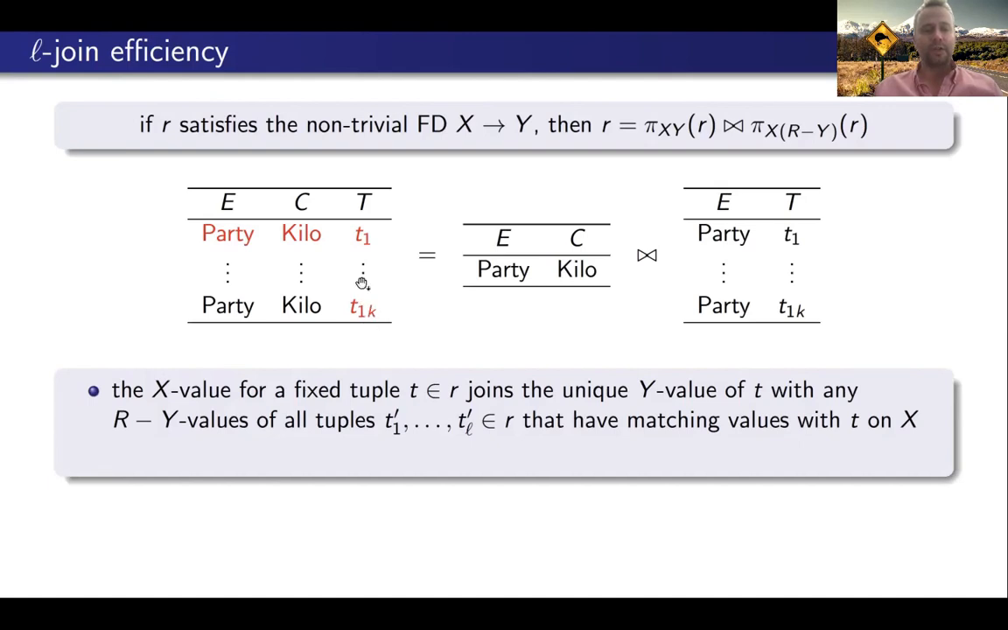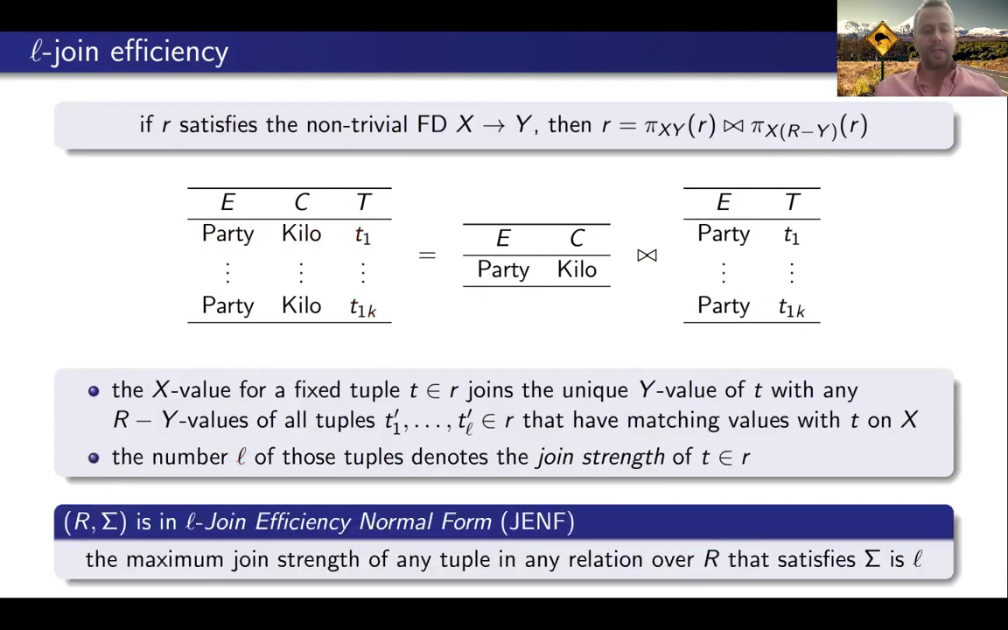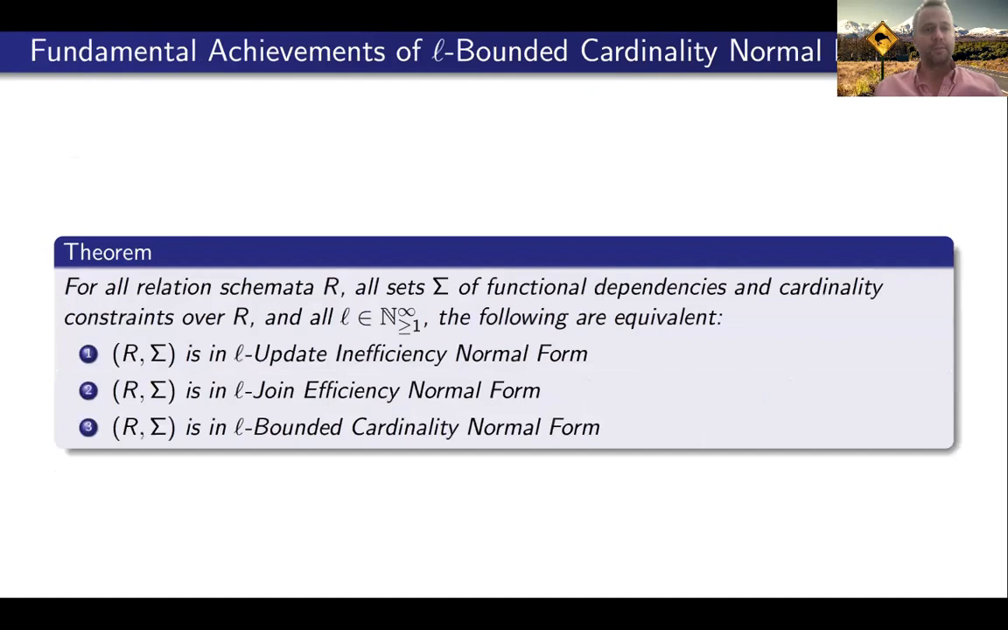We call this the join strength of this tuple within this relation in here. So that's known as a join strength, and therefore R sigma then is an L join efficiency normal form when the maximum join strength of any tuple in any relation over R that satisfies sigma is L. So this is a new nice definition.